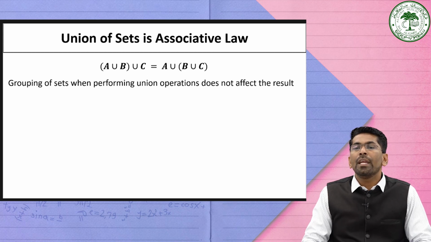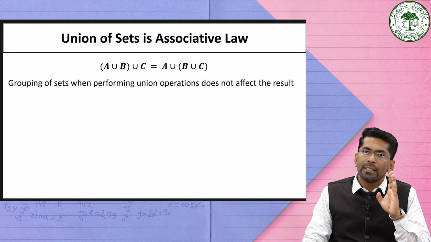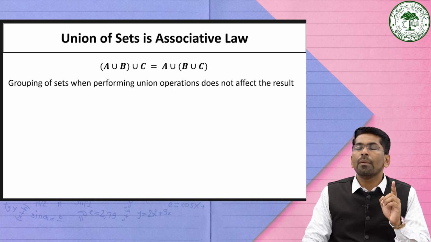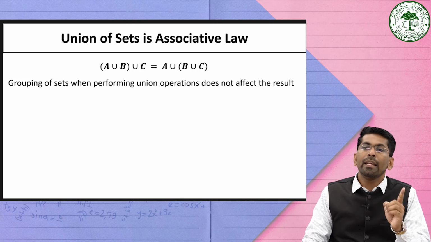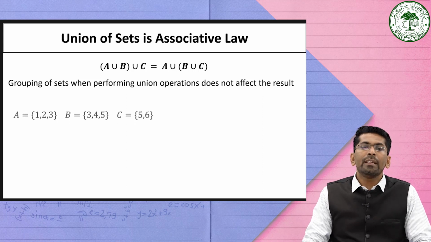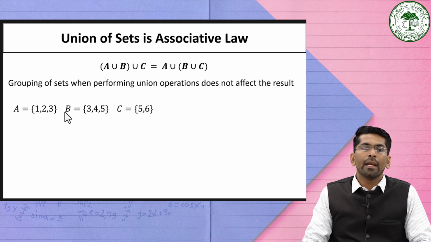So this means that if we have three sets, set A, set B and set C, then for the union of these sets, whether you perform the union of A and B first and then union the result with C, or you take the union of B and C first and then union the result with A, you will get the same set. For example, set A is equal to {1, 2, 3}, set B is equal to {3, 4, 5} and set C is equal to {5, 6}.